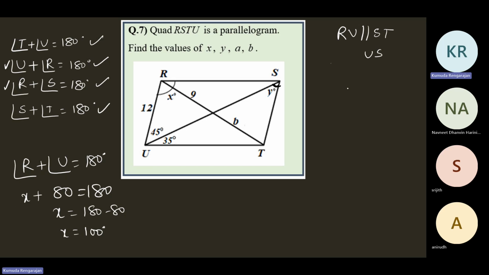See here, where is 45 degrees? Which are the arms of the angle 45 degrees? Here is 45 degrees. So here is R and here is U. And then this is Y. So this one is S and this is T. So RU is parallel to ST and SU is a transversal. So Y is equal to 45 degrees. Alternate interior angles are equal.